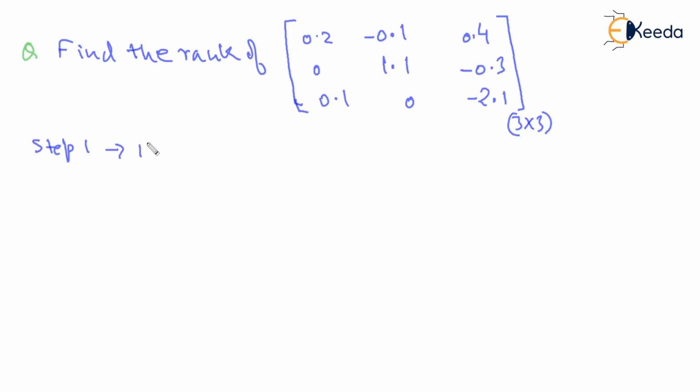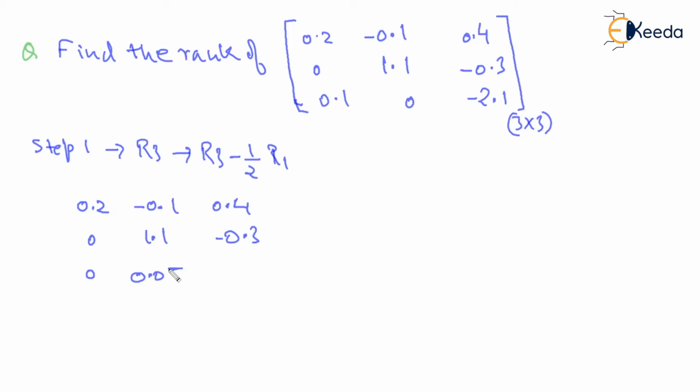We can do row 3 is row 3 minus half of row 1, right? Half of this subtracted from this will give you 0. So in that case what we will get is 0.2, this will become 0, this will become minus of half of this, so this is 0.05, and this becomes minus of half of this, so minus 2.1, and minus 0.2 will become minus 2.3.